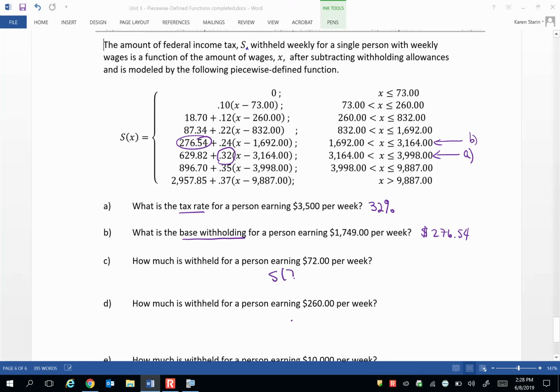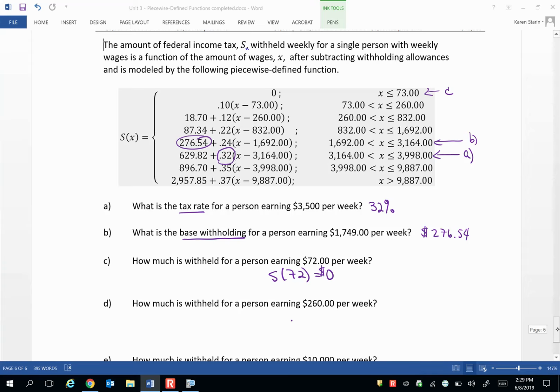Part C, how much is withheld for a person earning $72? So this is the first time we're going to actually evaluate something. Where is S of 72? Well, where X equals 72 is in the first piece. So luckily, this person has to pay no taxes because they're not earning a lot anyway, right? So that would be $0.